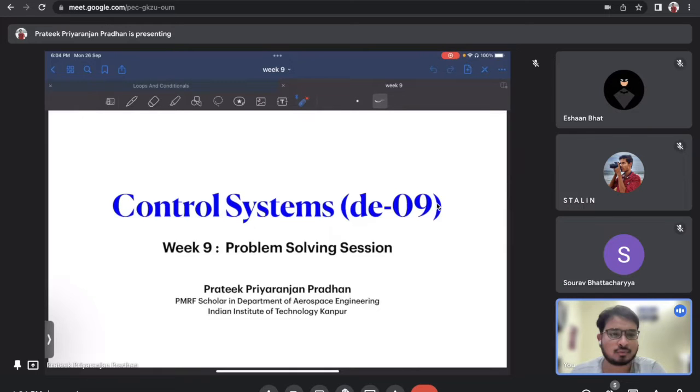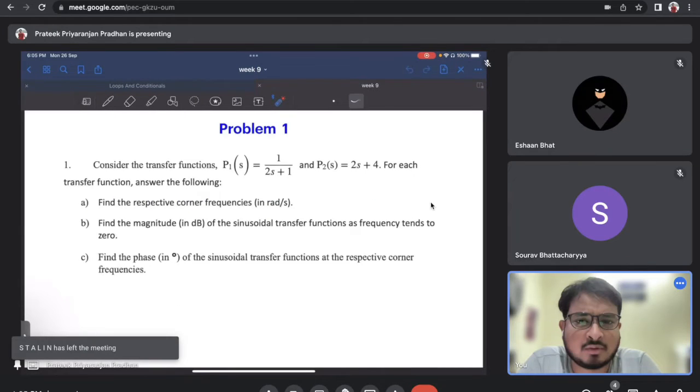Here I have taken two transfer functions. Can somebody tell how many poles and zeros each system has? Like how many poles and zeros P1 has and how many poles and zeros P2 has? You have come across all the 9 weeks, so this is a very basic question. Can I expect some answer from you, Ishan?